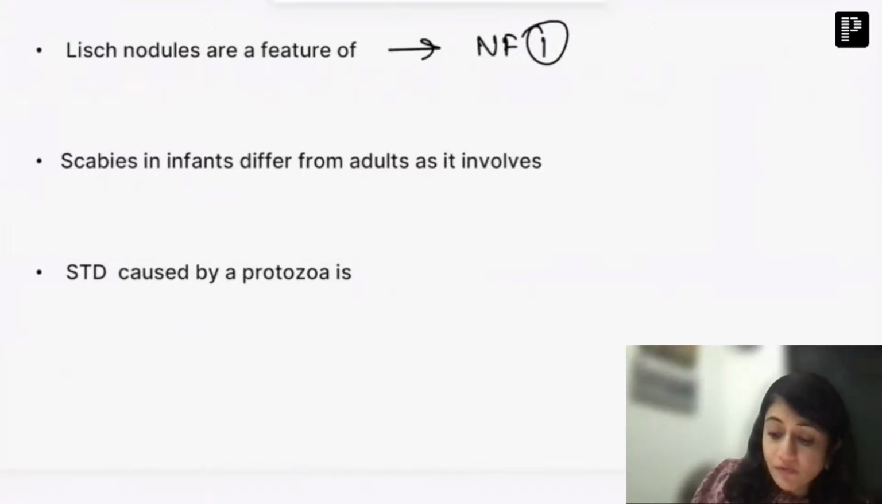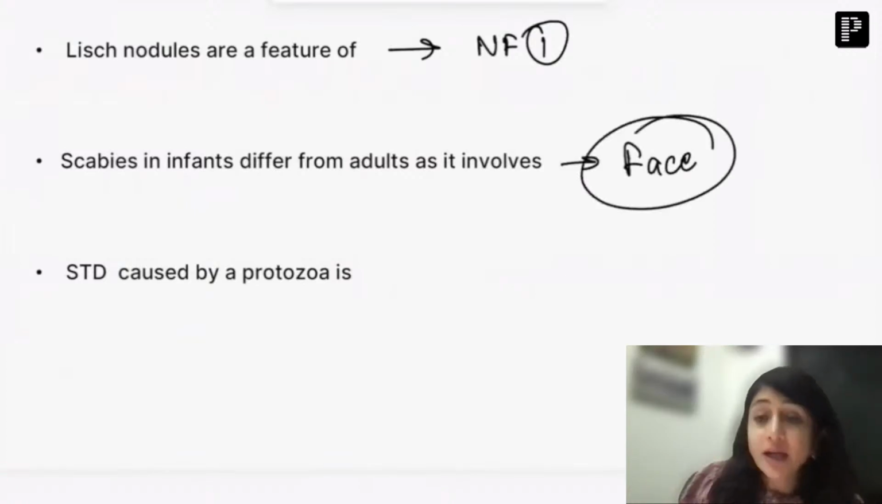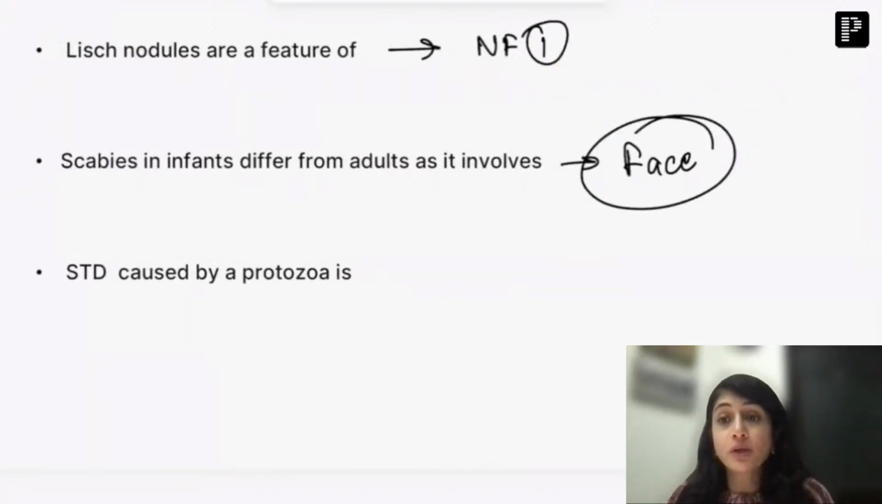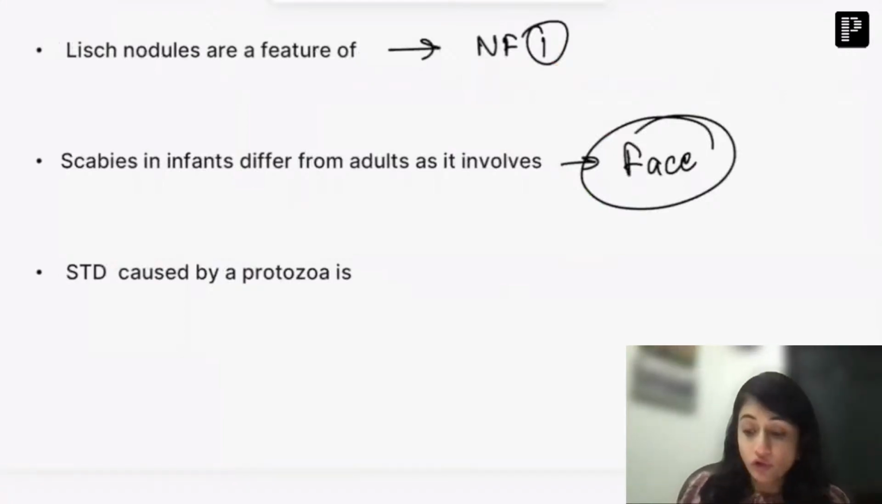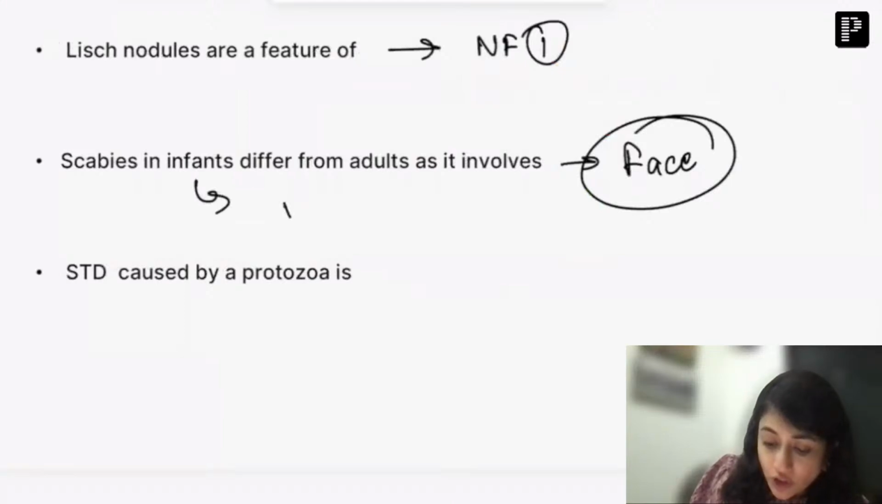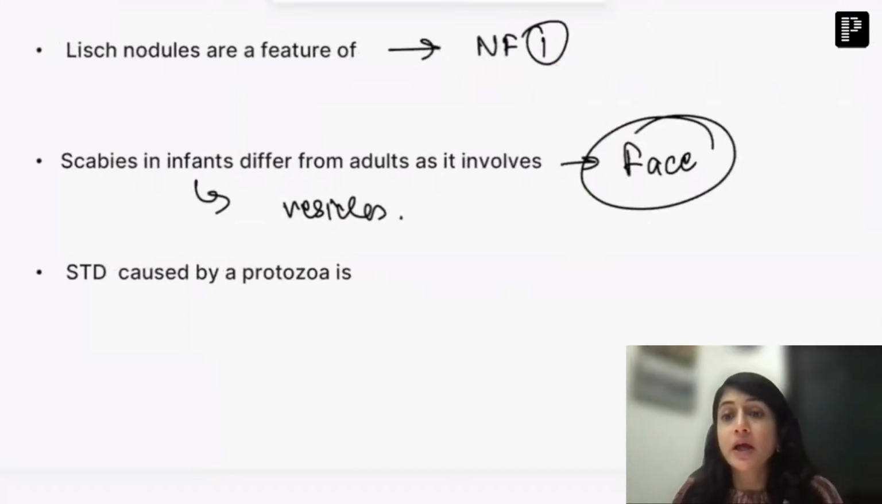Yes, scabies in infants differs from adults because it involves the face. In adults, you do not see face involvement because of the presence of sebum, which is scabicidal, whereas in infants, you see face involvement. Also, in infants, you see vesicles, which you usually would not see in an adult because adults scratch and break those vesicles, right?